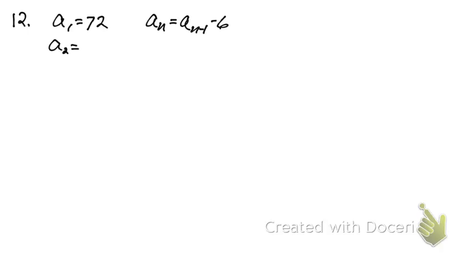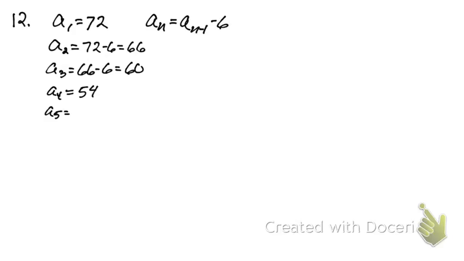So a sub 2 is going to be, well, this says a sub n equals the term before it minus 6. We're just going to take the term before it, which is 72, and subtract 6 from it, which is going to equal 66. And then we do the same thing for the third one, so that would be 66 minus 6 equals 60. A sub 4 would equal 60 minus 6, which would be 54. And finally, my A sub 5 would be 54 minus 6, which would be 48.